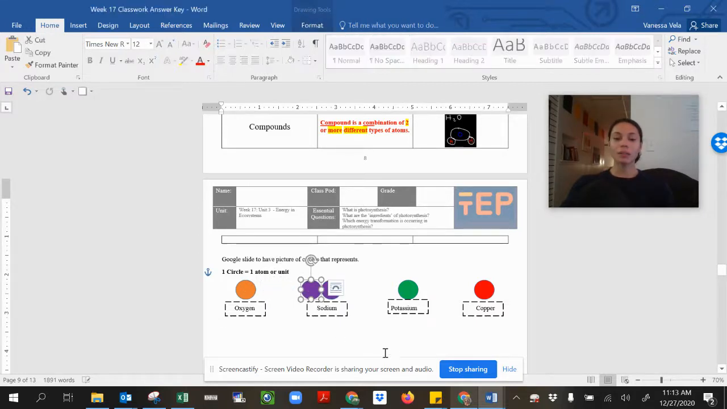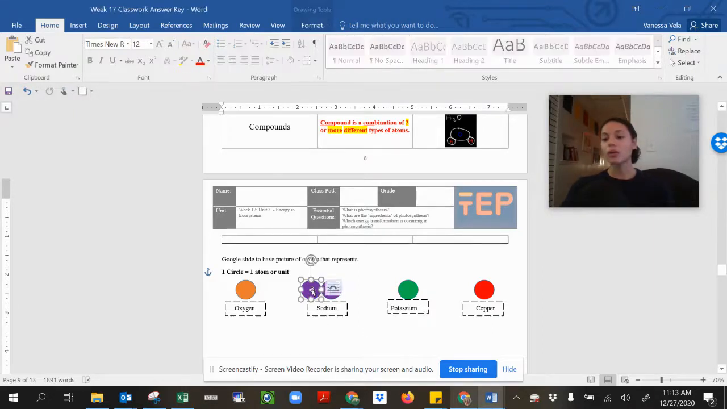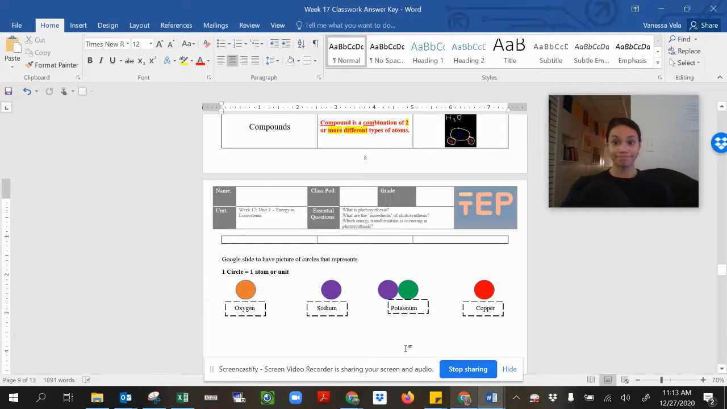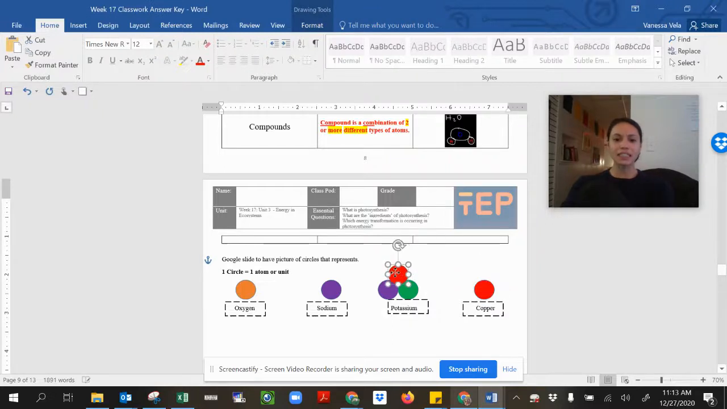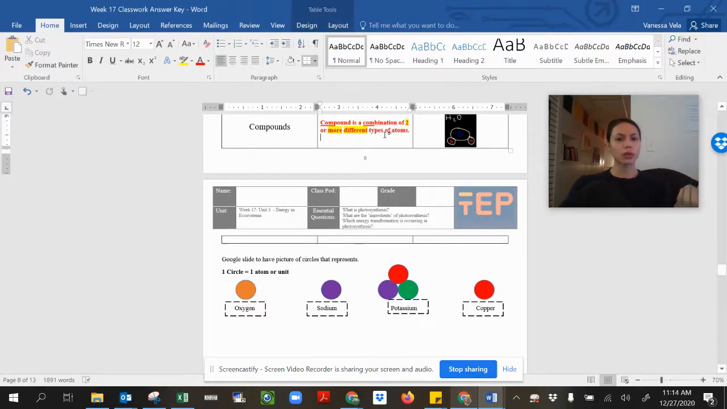Is this a compound? 2 sodium? No, because it is the same type. What about this? Is this a compound? 1 sodium, 1 potassium? Yes, 2 different types. There's a green and a purple. What about if I do this? Is this a compound? These are 3 different colors. Is it a combination of 2 or more different types of atoms? Yes, it is. Since it is, then it is a compound.